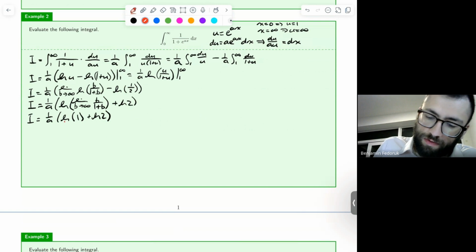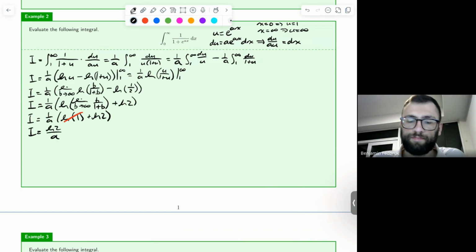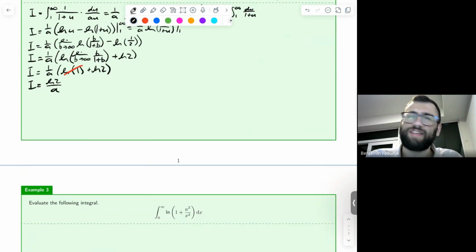Ln of 1 is 0. So what we're left with is ln 2 over a. And that's the answer. Also fairly simple, right? It was nice that we were able to get it so simple and there wasn't a big giant expression, right? And please leave it as exact. Don't change it to decimal. That would have just made everything so ugly.